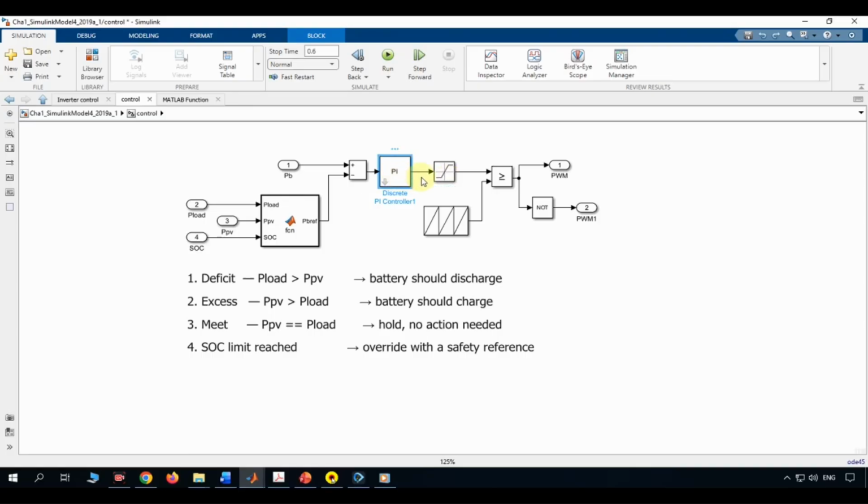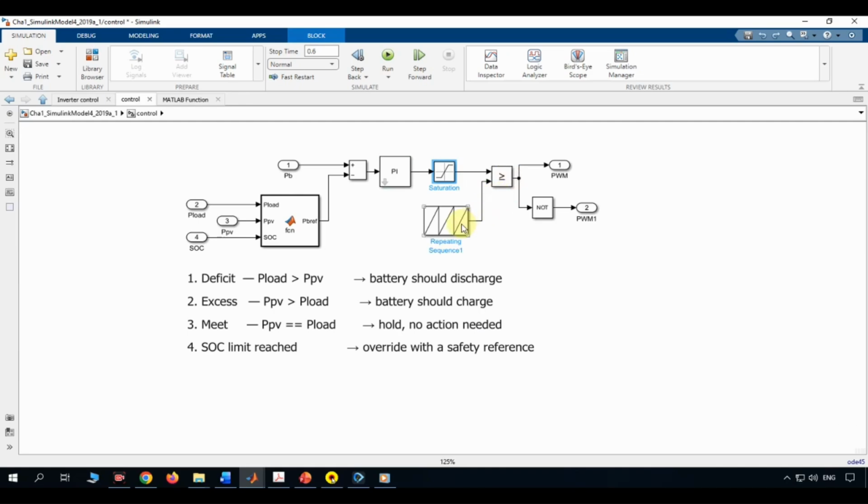The PI doesn't care why the battery should deliver a certain power, it just works to make the measured power match the commanded one. The PI's output passes through a saturation block, clamping the duty cycle command to a valid range. Again, protecting against integrator wind-up driving an invalid or unsafe duty cycle.